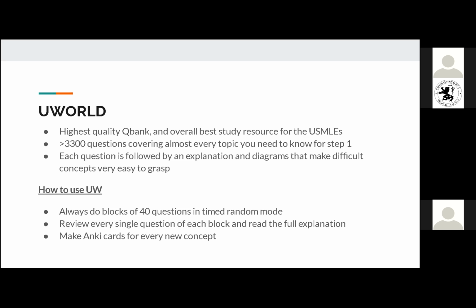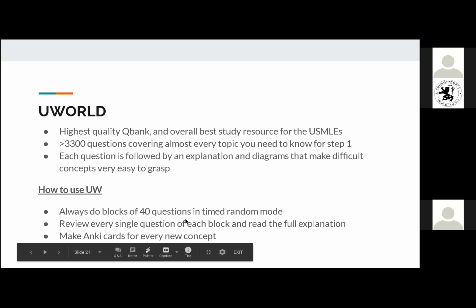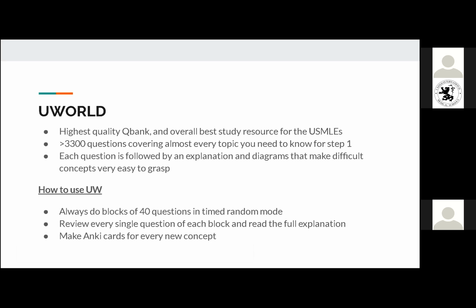You also have to make Anki cards for every new concept. I didn't really do that much when I was studying for Step 1, but for Step 2 CK, I realized that this was really important. So you have to make flashcards for every new concept. While you're doing, or after you finish each block, you go through your explanations, and for every new concept that you see, you create a card, and then you review these cards, and I'll talk more about how to use Anki in a bit.